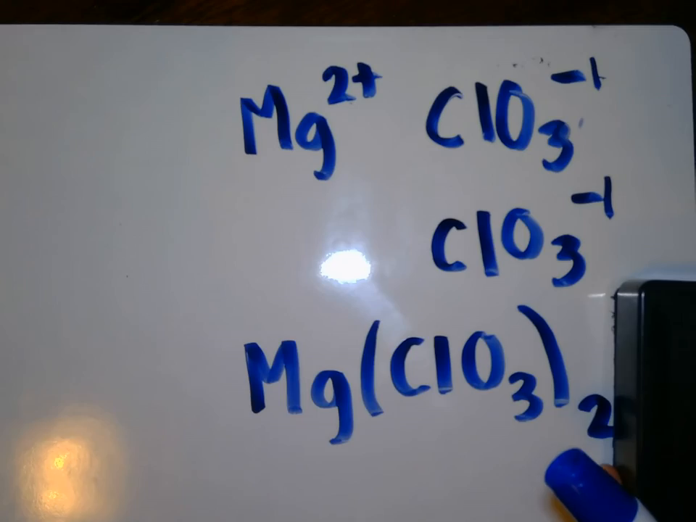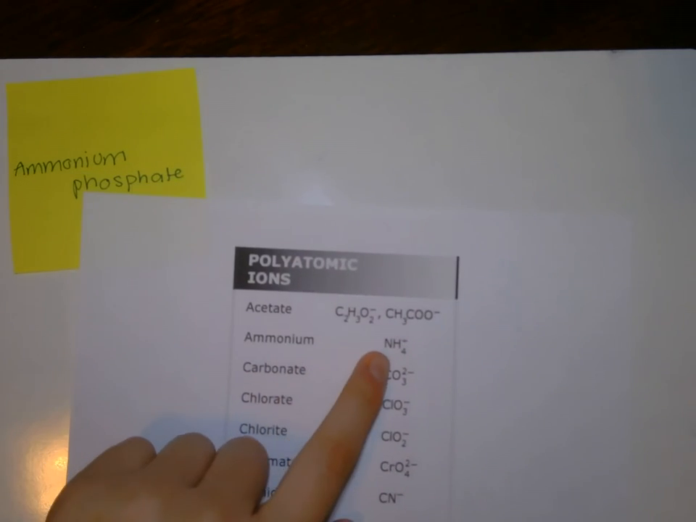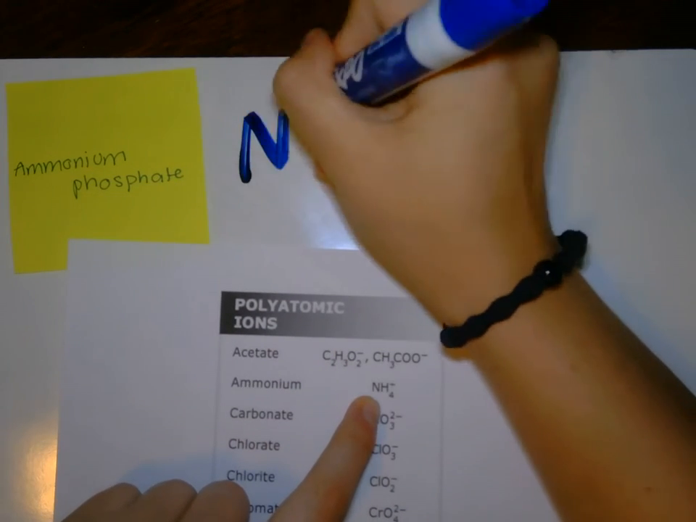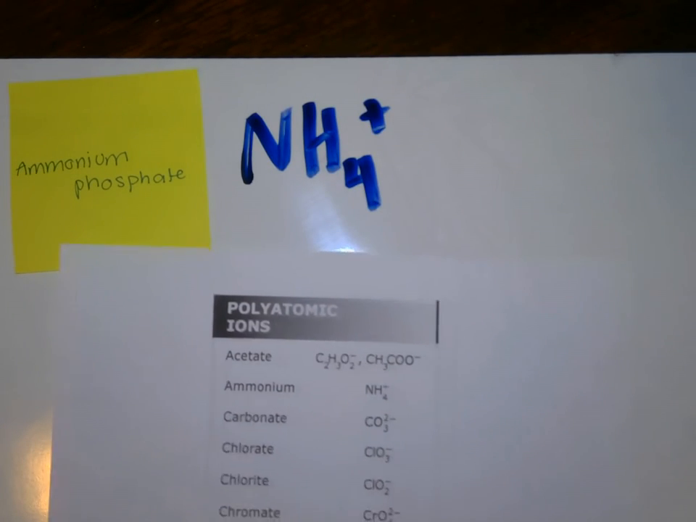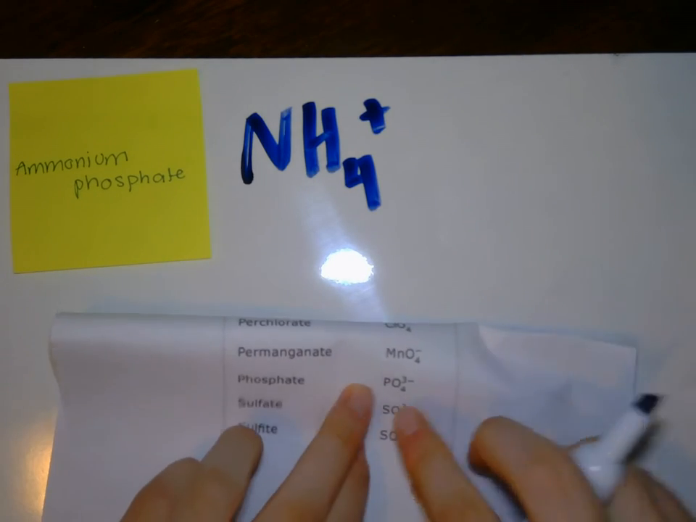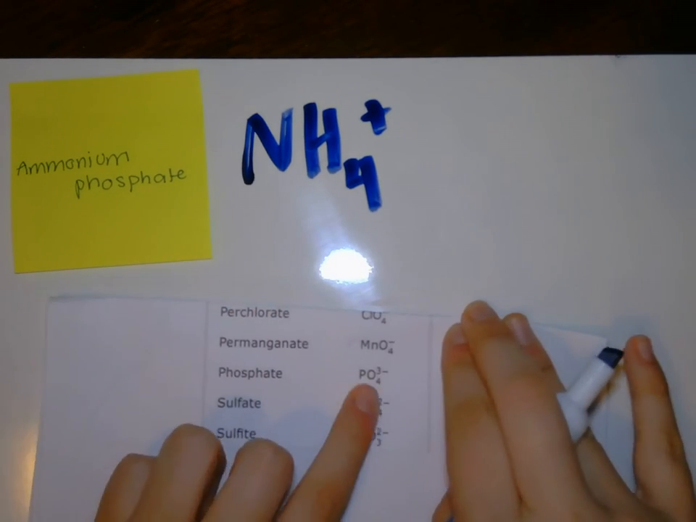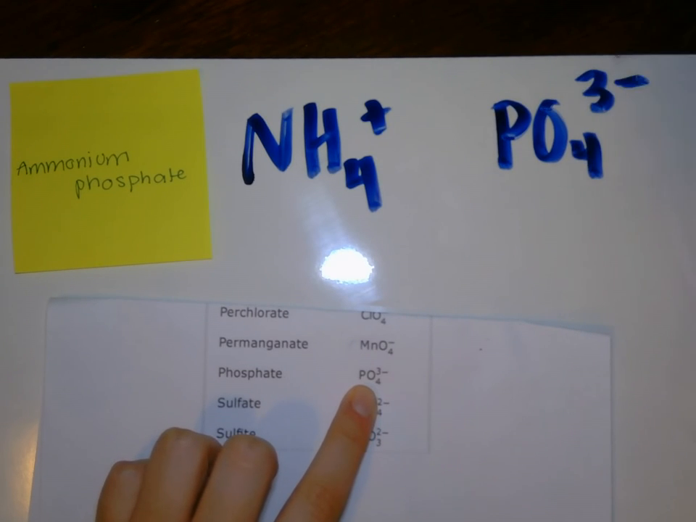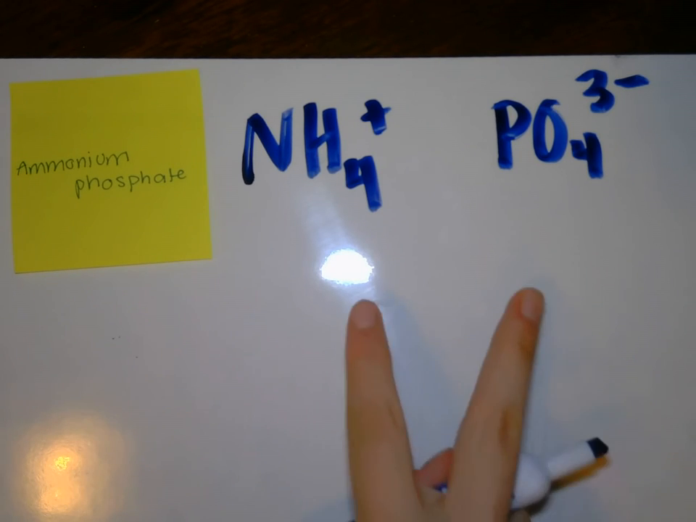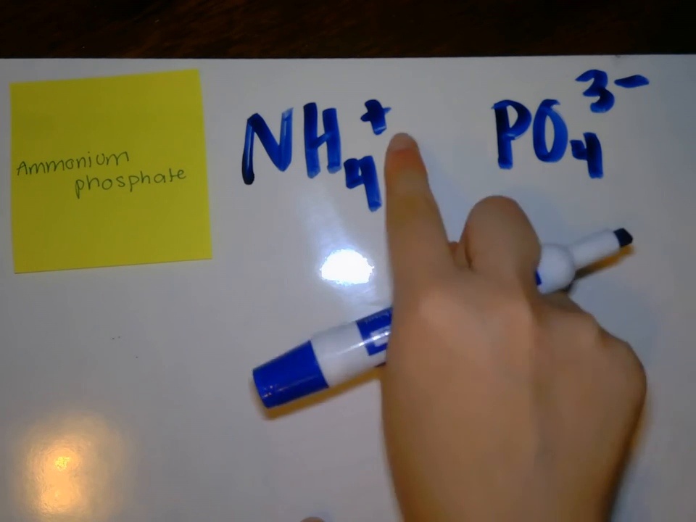All right, so let's step it up a notch here. Let's say that somebody comes up to me. I don't know who is coming up to me and telling me to do all these things, but they come up to me and they're like, hey, draw the formula for ammonium phosphate. Well, ammonium is NH4+, and phosphate is actually all the way at the bottom here with PO4 3-. So I need to come up with the formula that balances out these charges.